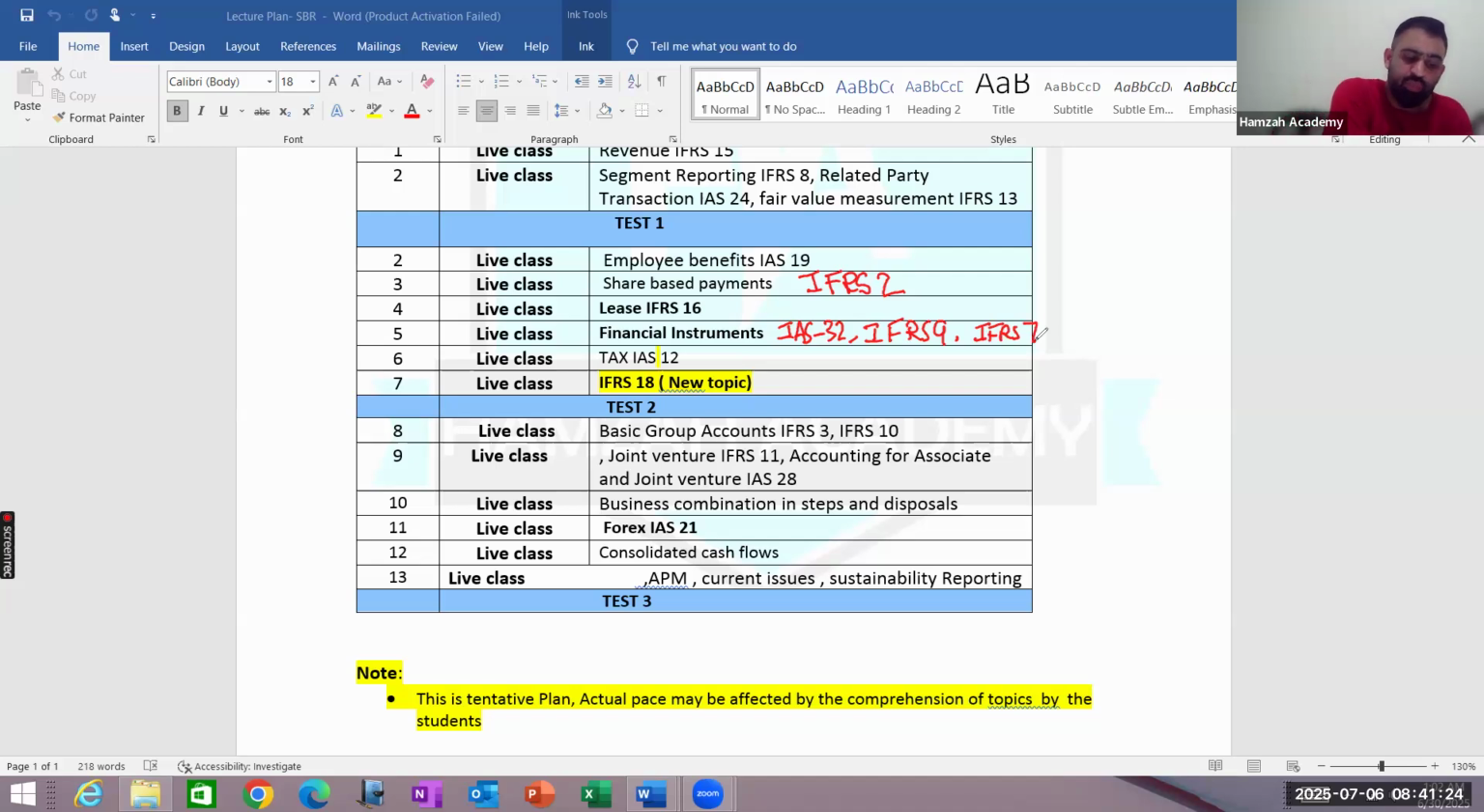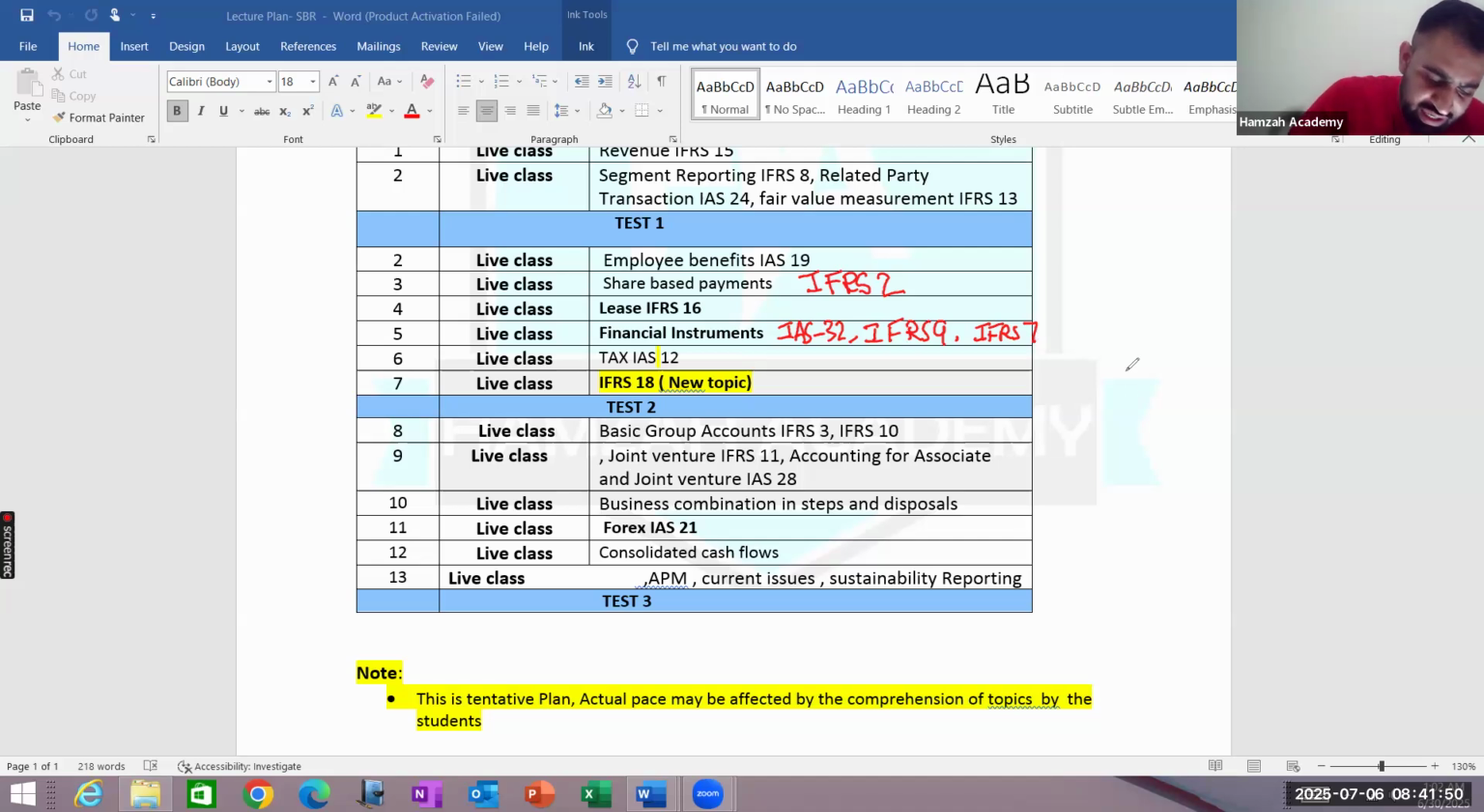Then we have IAS 12. It is the accounting standard on taxation, that is, how to account for taxation in the financial statements. For that purpose, we will be doing IAS 12. And then we have a change, a new topic.